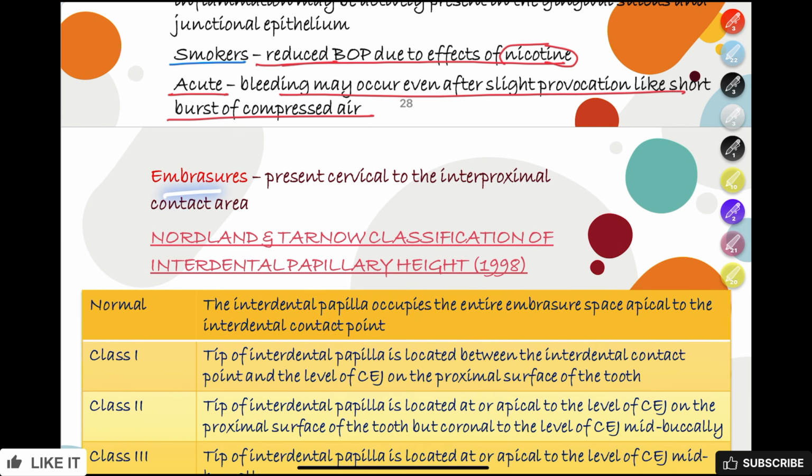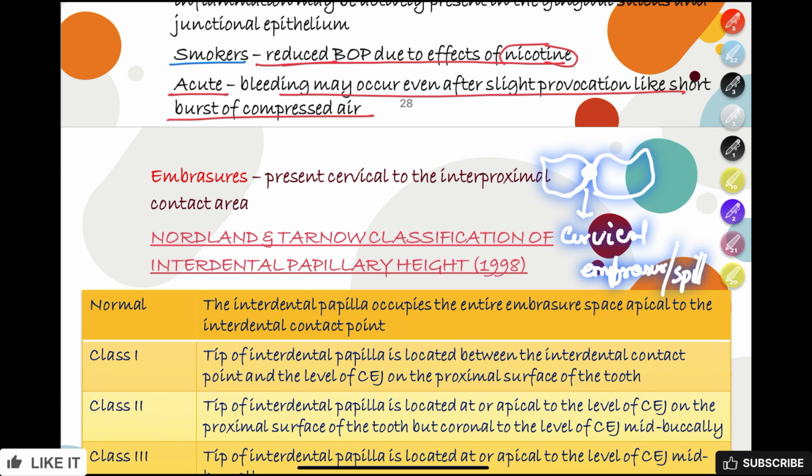Embrasures. Embrasures are present cervical to the interproximal contact area. Where are the embrasures present? It is present cervical to the interproximal contact area. So if this is my tooth and this is my another tooth, this is my contact area, so it is present cervical. This is my embrasure. Embrasure is also known as spillway.